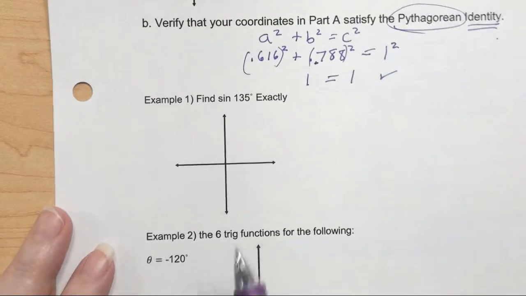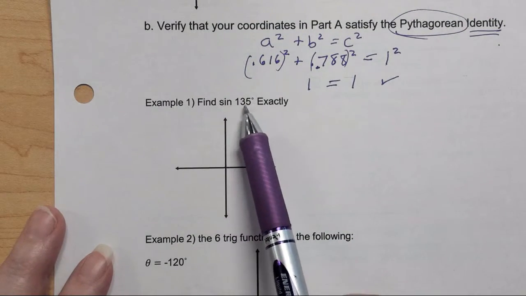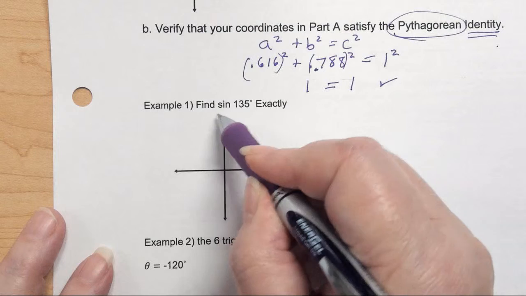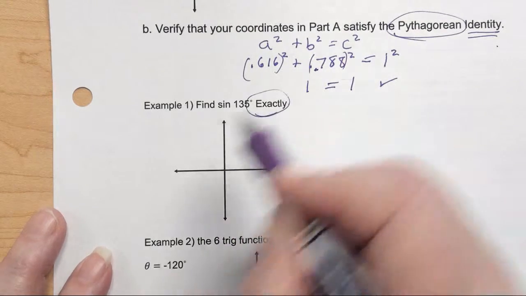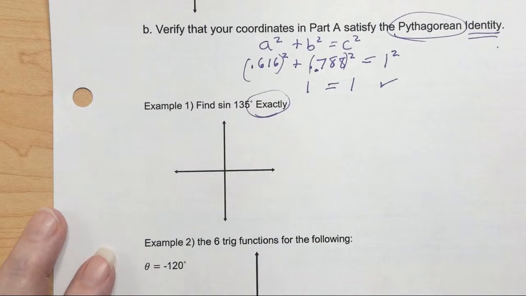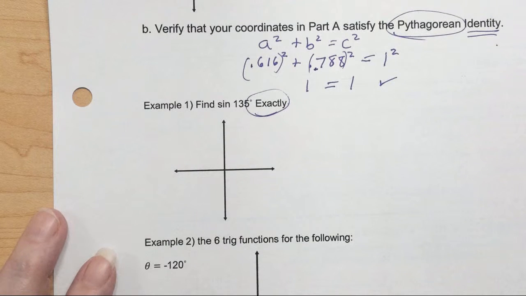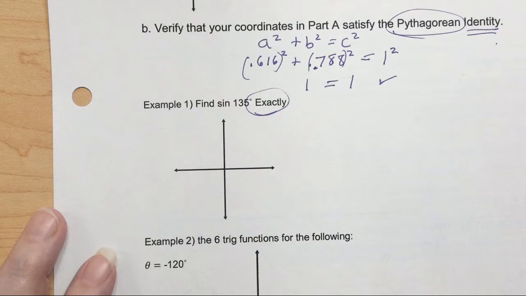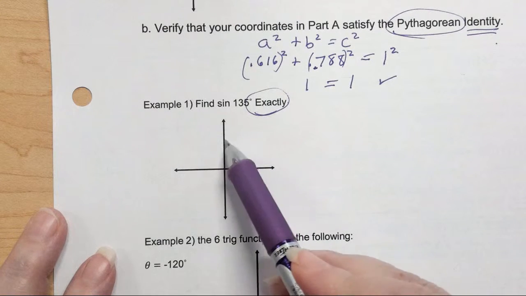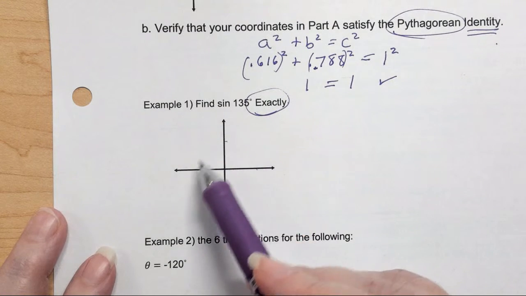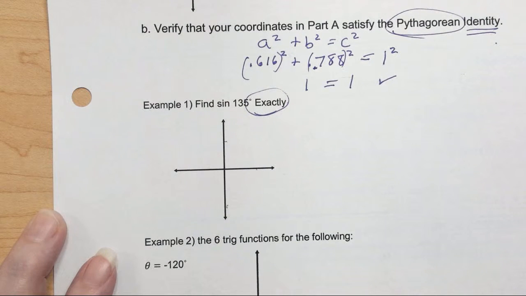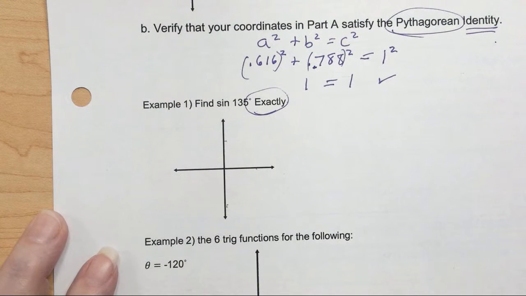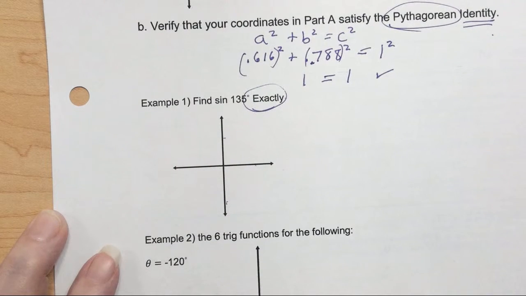All right. We're going to find sine of 135 exactly. What does the word exactly mean? No decimals. It also means that it's probably going to use 30-60 or 45-45, or be on one of these, because that's on one of the legs. All right. So, sine of 135.